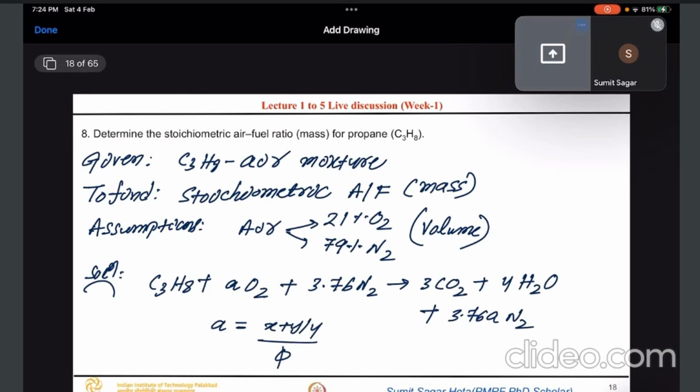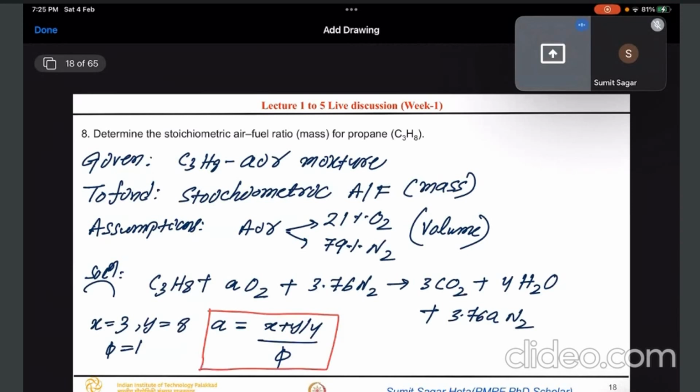Now here, we already know what x and y are. x is equal to 3 and y is equal to 8. And phi, we assume, let it be stoichiometric. Whether it is stoichiometric or not, we have to find out. Here it is already mentioned as stoichiometric, but in some questions it may be written phi equal to 0.5 or like that. That's why this formula is very important, so that it can be used for any case. Sometimes we assume it is stoichiometric, sometimes we don't.